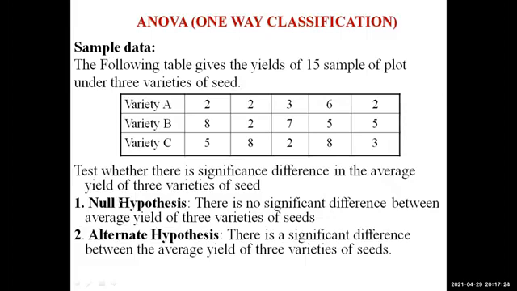So now our hypothesis should be set like this. There should not be any significant difference between the average yield of the 3 varieties of seed. Whenever we have a null hypothesis, we say there is no significant difference. Similarly, the alternate hypothesis should be the opposite: there is a significant difference between the average yield of the 3 varieties of seeds. Clear now? In this problem, we are able to understand this data.